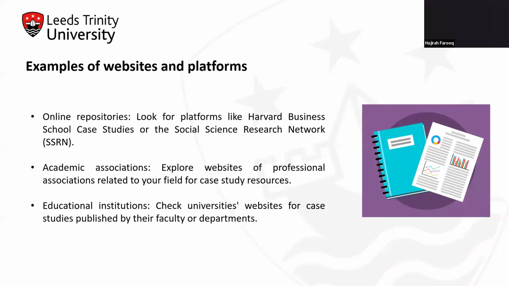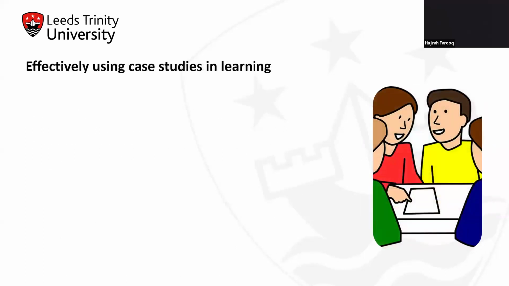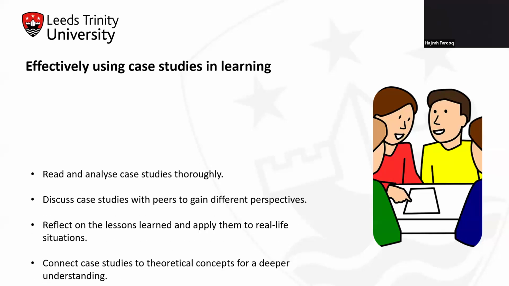Then we discussed some examples of websites and platforms where we can find good case studies, such as online repositories like the Harvard Business School case studies or the Social Science Research Network. Another good platform would be academic association websites, and educational institution websites are also a good source of case studies. Then we discussed the importance of evaluating case studies, and how effectively using case studies can be a very good source of learning for students.